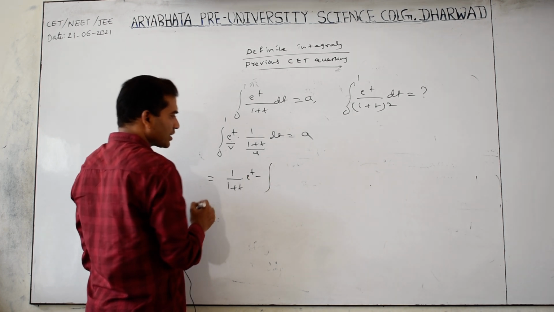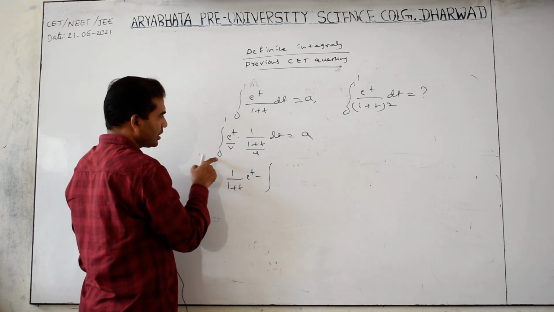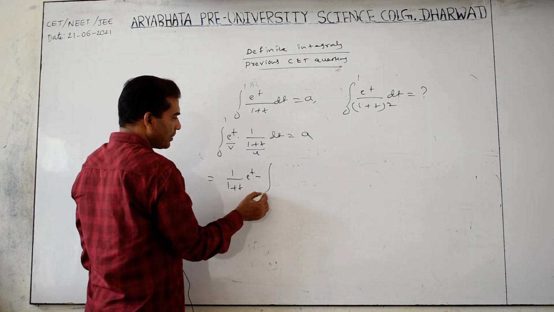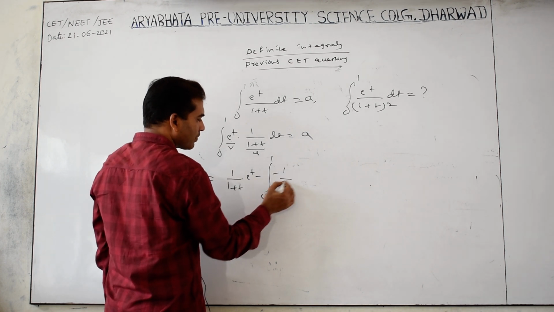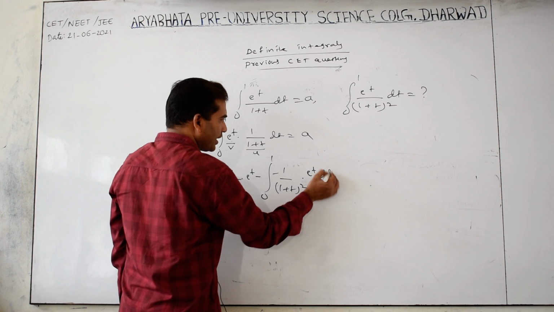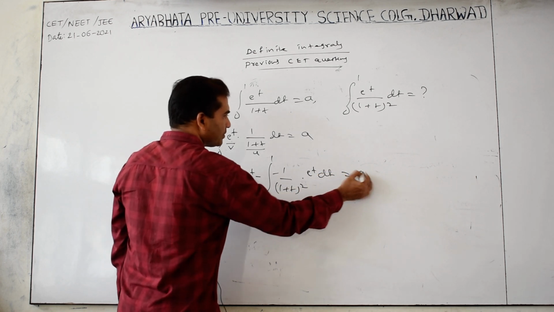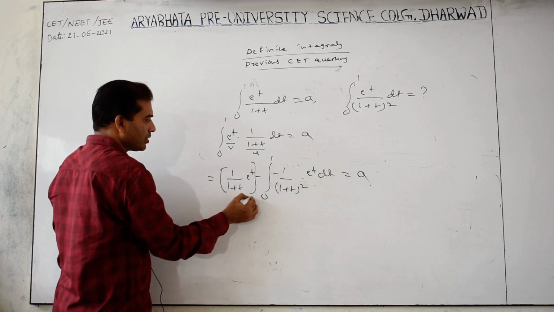Minus integration of, here the limits I will apply after that. These are t limits: t is equal to 0 and t is equal to 1. Lower limit is 0 and upper limit is 1. The derivative of 1 by 1 plus t is minus 1 by 1 plus t whole square, times e power t, dt. Understood? This is done by parts, uv. Apply limits here, 0 to 1.